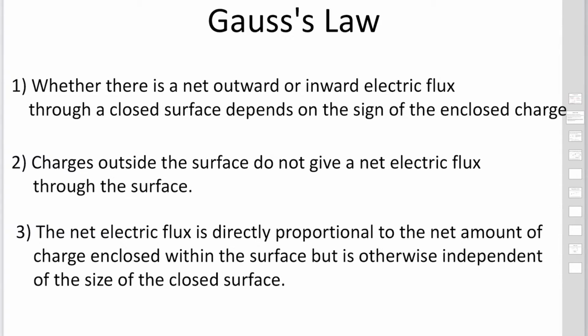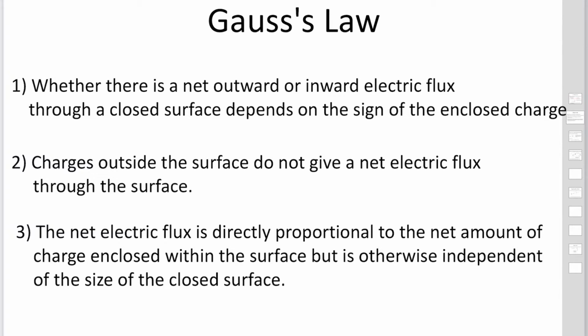And the second one: the charges outside the surface do not give a net electric flux through the surface. So we don't have to take into account the charge outside of the surface. This is the second statement.